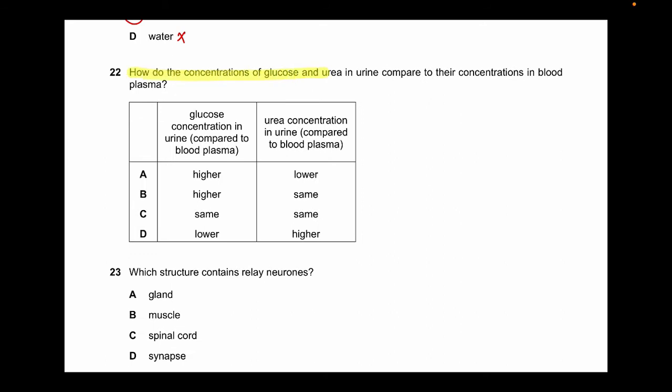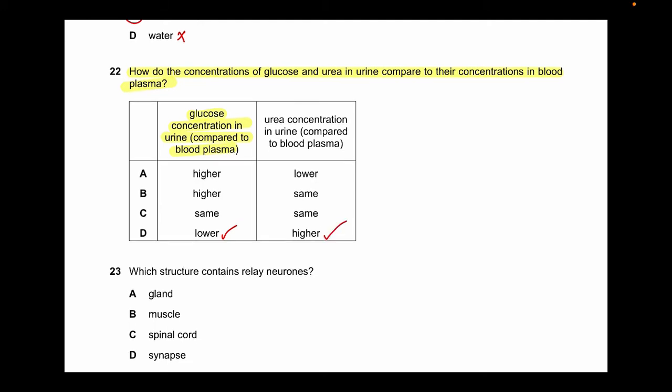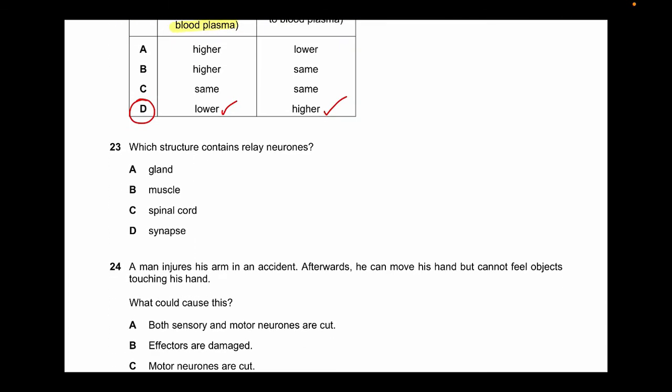How do the concentrations of glucose and urea in urine compare to their concentration in blood plasma? Glucose concentration in urine compared to blood plasma. Glucose concentration in the urine will be lower. Urea concentration in urine compared to blood plasma will be higher. So option D is correct.